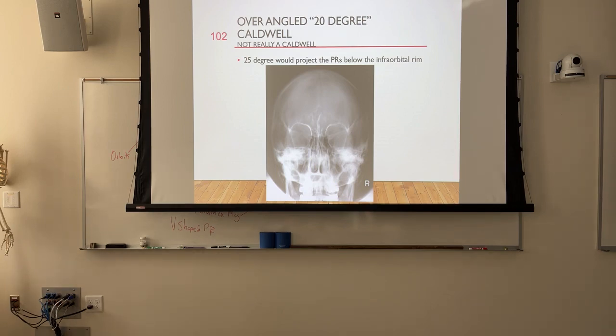If you increase more than that, you're going to project the petrous ridges below the infraorbital rim. They're going to be completely out. So then it goes on to say to show the rotundum foramina, direct the central ray to the nasion at an angle of 25 to 30 degrees caudal. So you're just increasing your angulation and projecting those things lower and lower and see more features inside of the orbit.